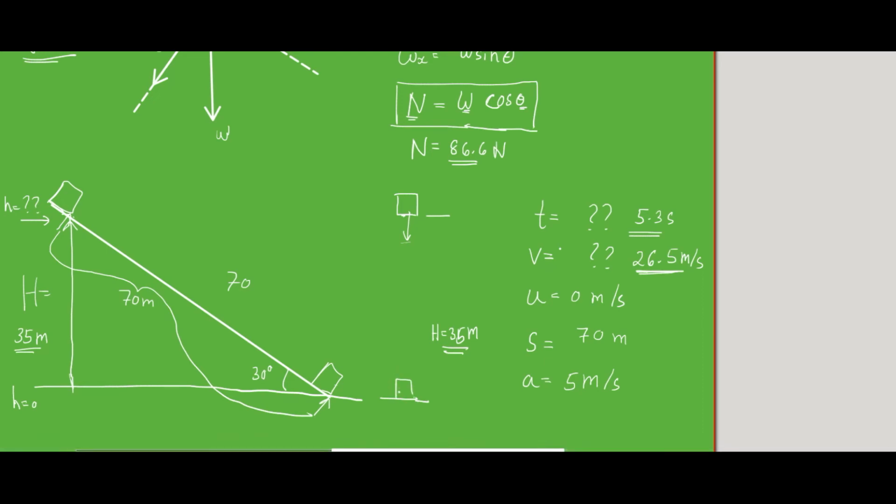Just before it hits the ground, what would the velocity be? And without doing any calculation, can you tell me, will it be more than 26.5 or less than 26.5? When we put it on a slope and let it slide down, once it reached the bottom, we found out that the velocity is 26.5 meters per second, correct? Now when we drop it from a free fall, what will the final velocity be? More than this or less than this?